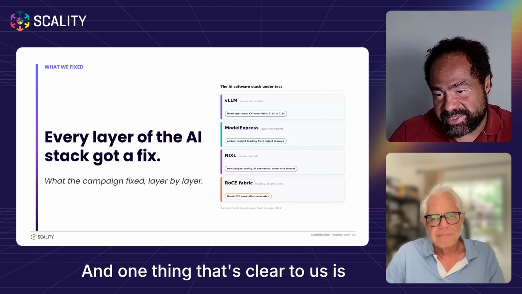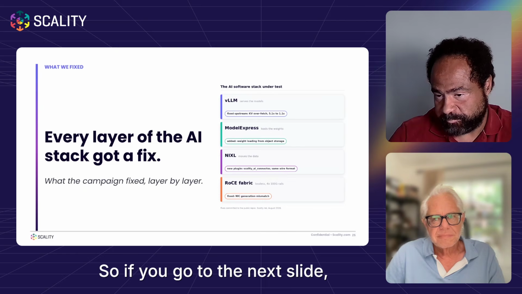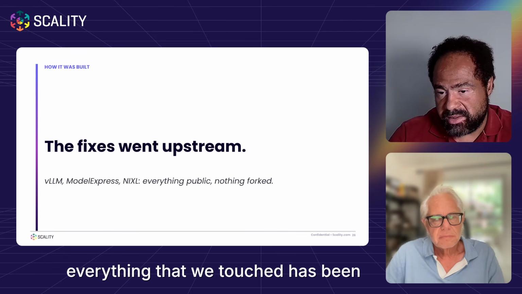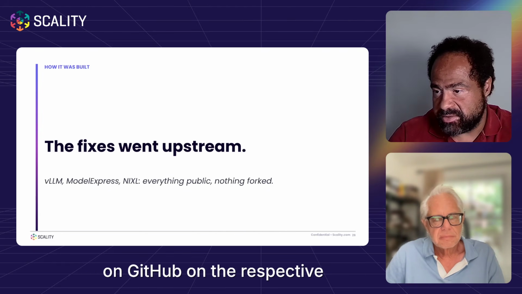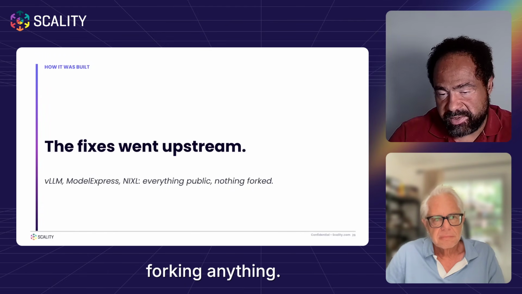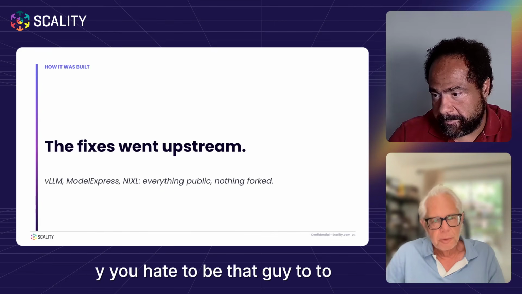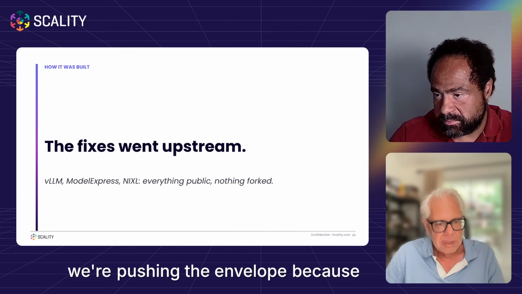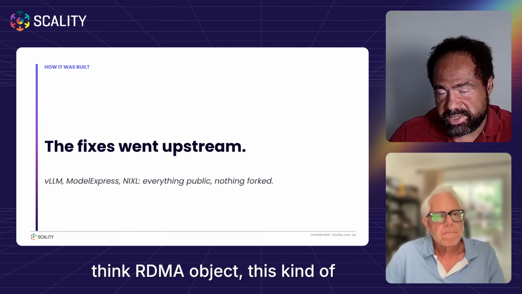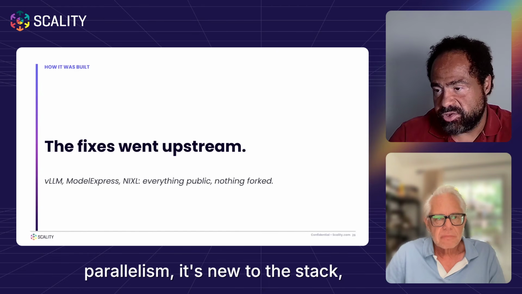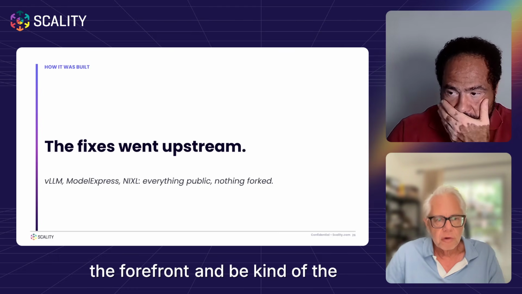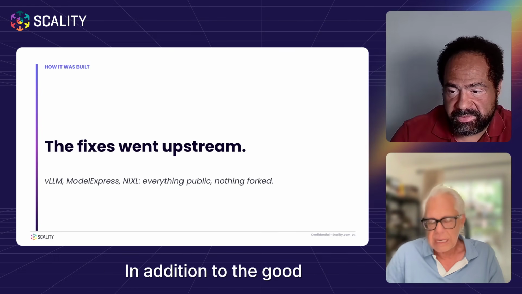Yeah. And one thing that's clear to us is we want to do that in the open. Okay. So if you go to the next slide. All right, very good. Everything that we touch has been open, the pull requests are online. It's on GitHub on the respective project. So we're doing all of this in the open and we're not forking anything. Okay, that's great news. You hate to be that guy to observe it, but it sounds like we're pushing the envelope because these bugs would hit anybody, right? So this is new stuff, and we really end up finding these things. Yeah, I think RDMA with object, this kind of parallelism, it's new to the stack, so it has to be optimized for it. Okay, well, it's exciting, right, to be at the forefront and be kind of the pioneer. So great stuff, in addition to the good performance.